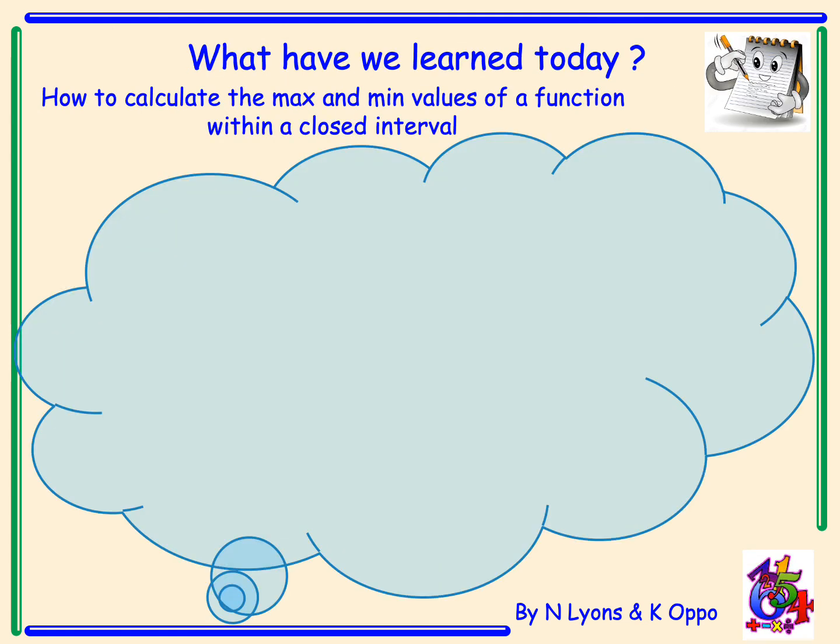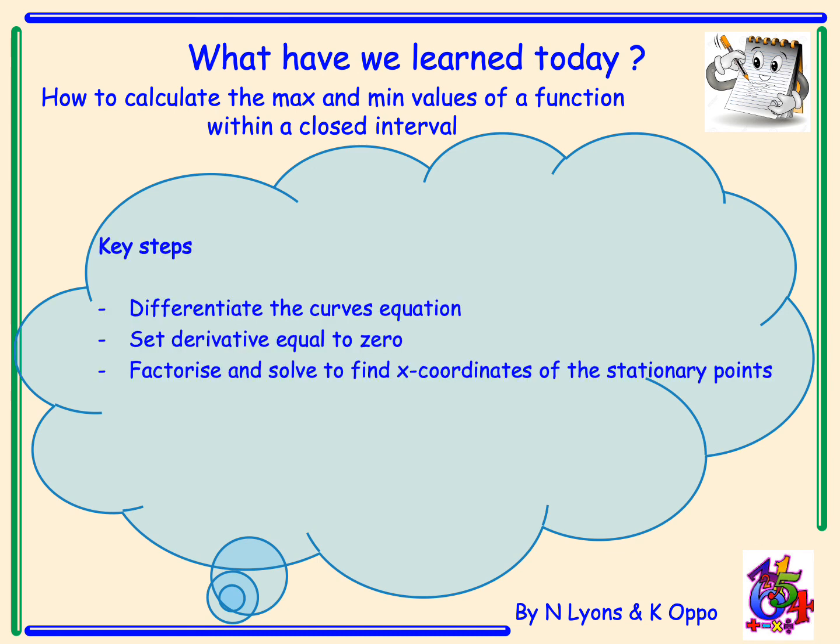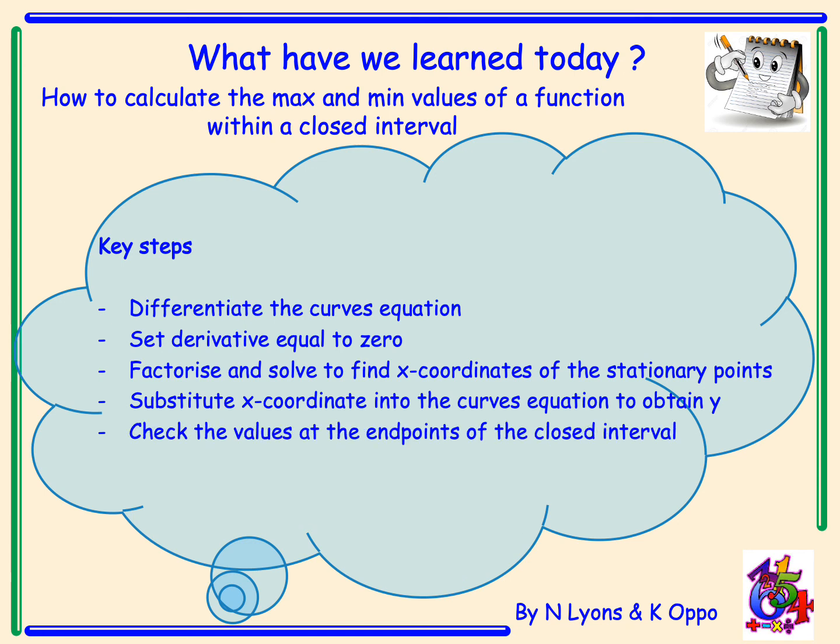Well, we learned how to calculate the max and min values of a function within a closed interval. The key steps were to differentiate the curve's equation, set the derivative equal to 0, factorise and solve to find the x coordinates of the stationary points. So that's normally what we do to find the stationary points. However, the max and min values might be at the end of the interval. So we also substitute the x coordinate into the curve's equation to obtain y, and then we check the values at the endpoints of the closed interval. State the max and min values.